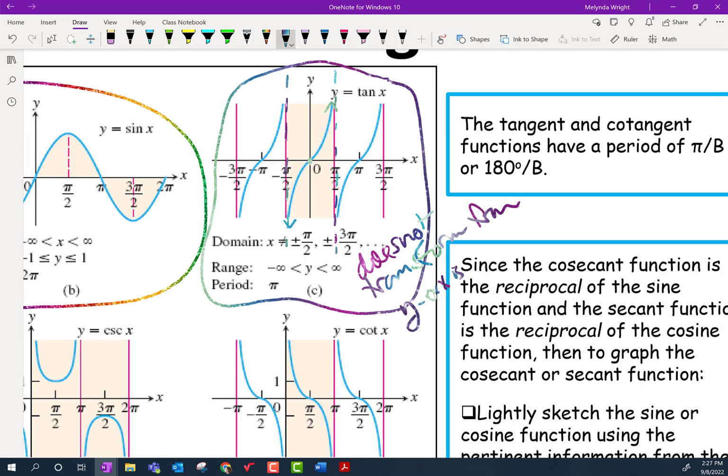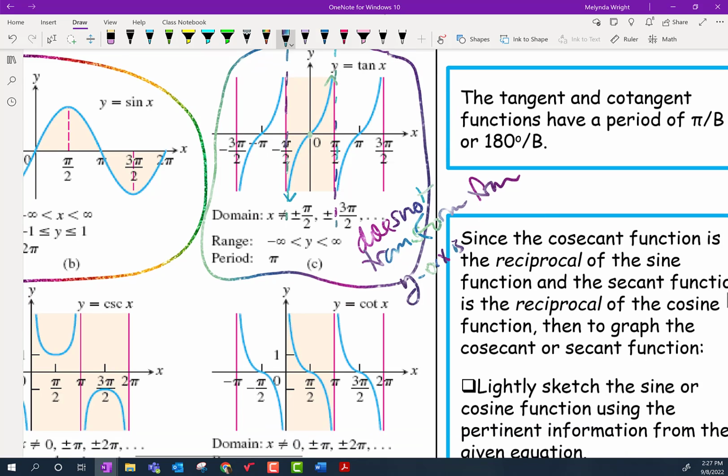But just know that its period is pi. Notice that it goes from -pi/2 to pi/2. And that is the total of pi, right? That distance, 1 pi/2 plus 1 pi/2 gives me 2 pi/2, which is pi. So period is still pi.